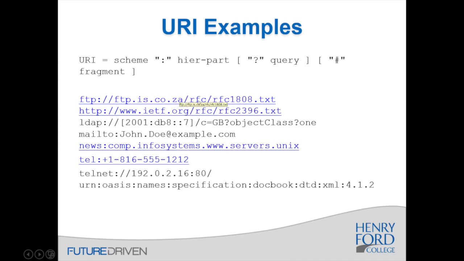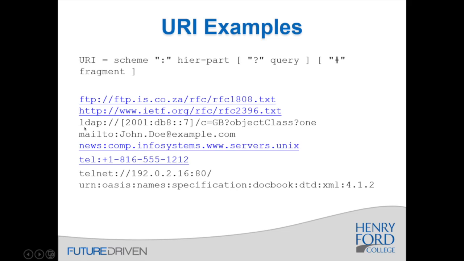And then within that host, it lives at RFC 1808.txt. The next one down looks a lot more familiar to most of us from working with the web. It's a basic HTTP is the scheme. So it's a basic web address that we would see. And again, we have the scheme, the separator, the hierarchical part, or the path, which is this host, and then the path on there. And that's that URI.